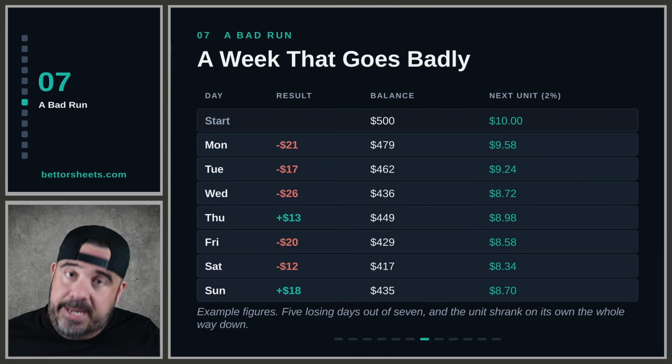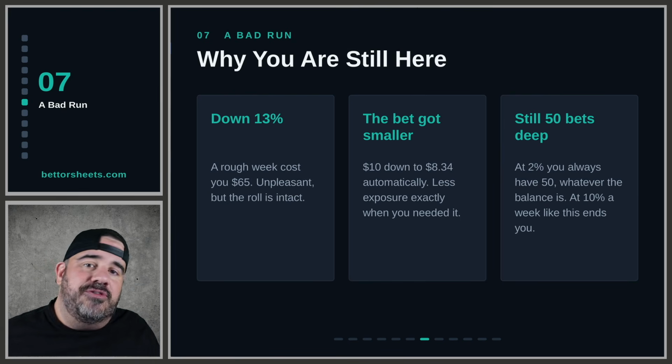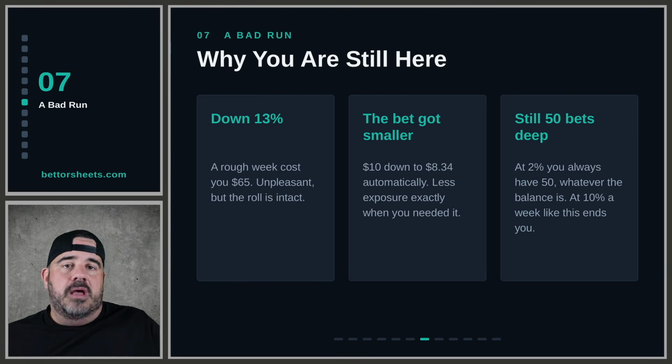Here is getting beat up. That's the main thing. So you can see after a week, you look what happened. You're down 13%. A rough week only cost you $65. If you did your normal $100, $500 piece, betting on $1,000 parlays, guess what? You're redepositing quickly.